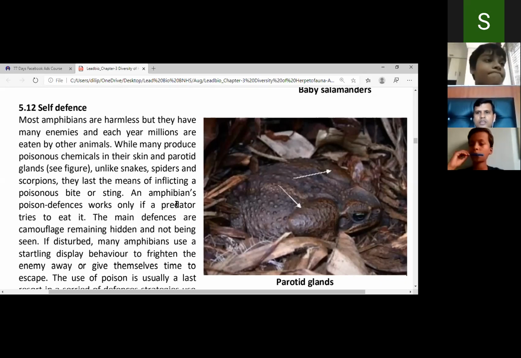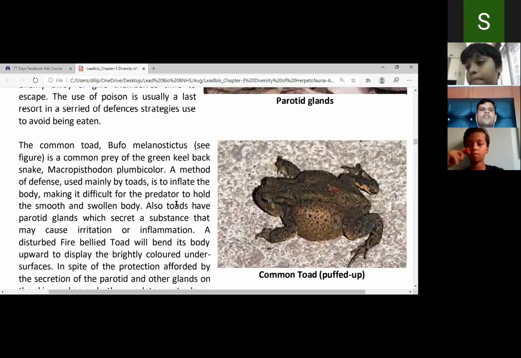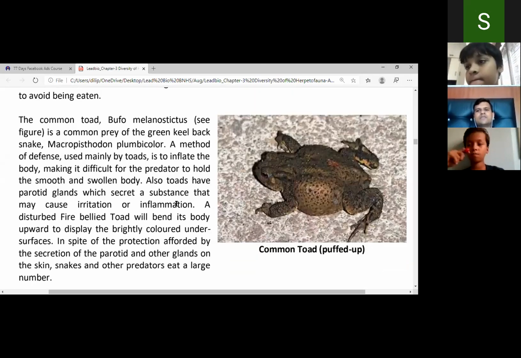Okay. Now this is a common toad. A lot of these frog categories protect themselves if an enemy attacks them or if somebody tries to catch them: they puff up.